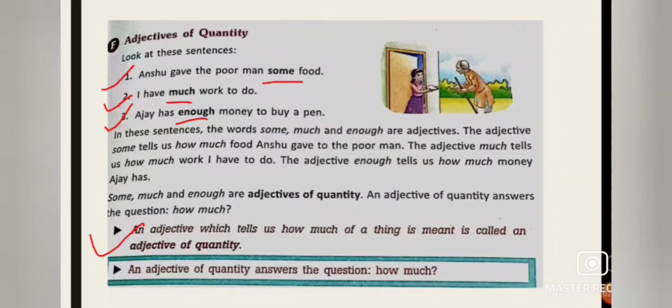Okay. So we'll go for the definition of it. An adjective which tells us how much of a thing is meant is called an adjective of quantity. An adjective of quantity answers the question how much.